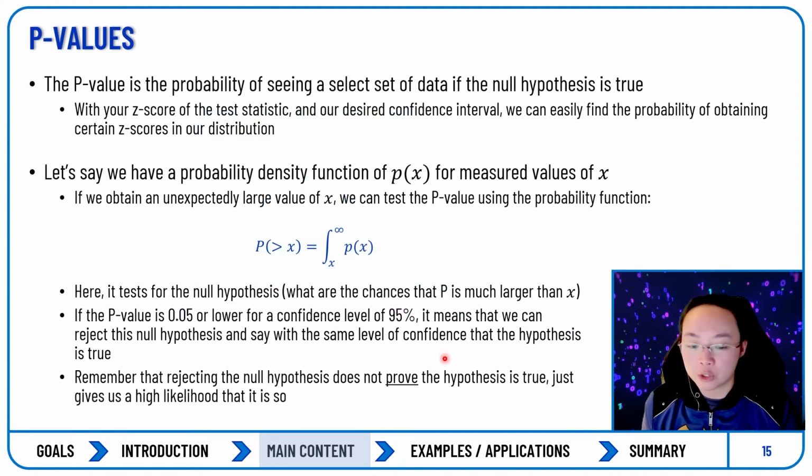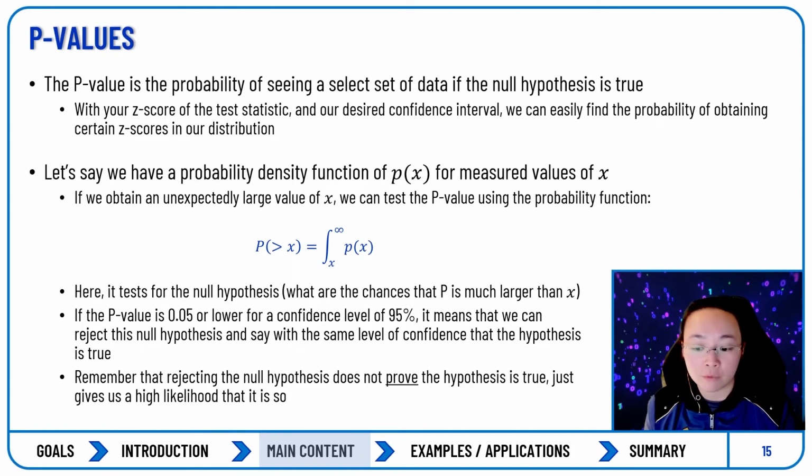So just remember, rejecting the null hypothesis doesn't prove that the hypothesis is true. It just gives us a high likelihood that it is so. As an example, in physics, in 2012, the Higgs boson was discovered. That's basically a tiny fundamental particle, and it garnered widespread attention. After reading a bunch of articles during that time, you'll notice that the term 5 sigma was thrown around quite a bit. So now you can fully understand and appreciate why that discovery was presented that way.